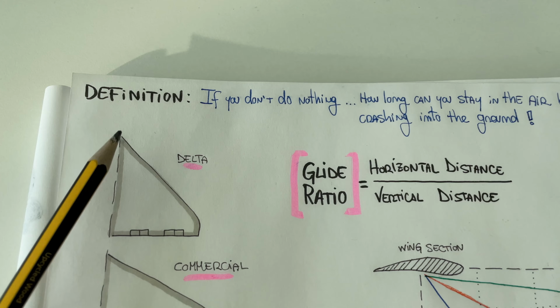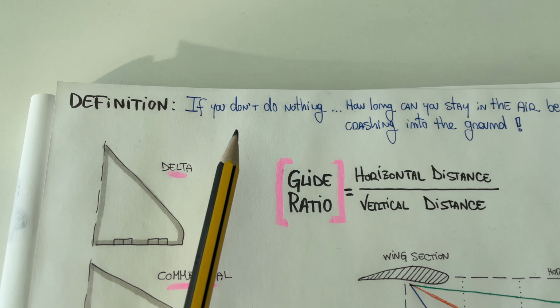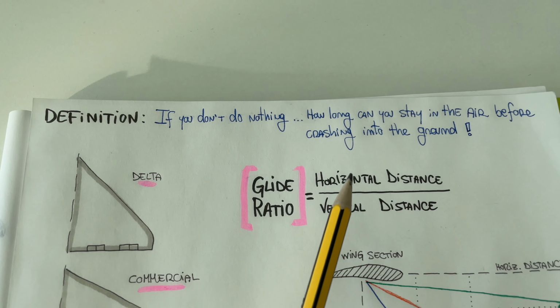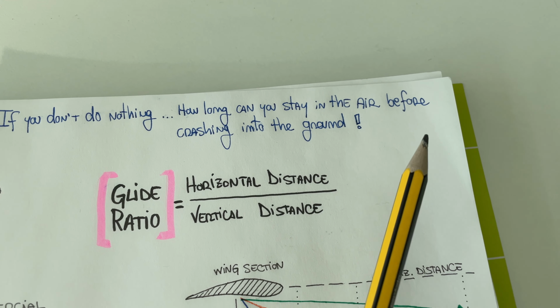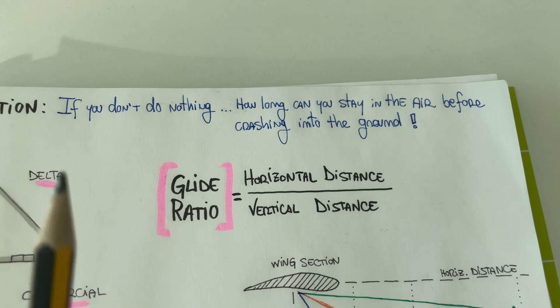Today I'm gonna tell you all about the glide ratio and why this feature is really important when talking about aerodynamic performances. Let's go. So, let's start with the definition itself. This is kind of my interpretation of the definition. This is not something you find in the books, but anyway, it works. So, if you don't do anything, how long can you stay airborne before crashing to the ground? This is, let's say, my interpretation of what glide ratio really is.